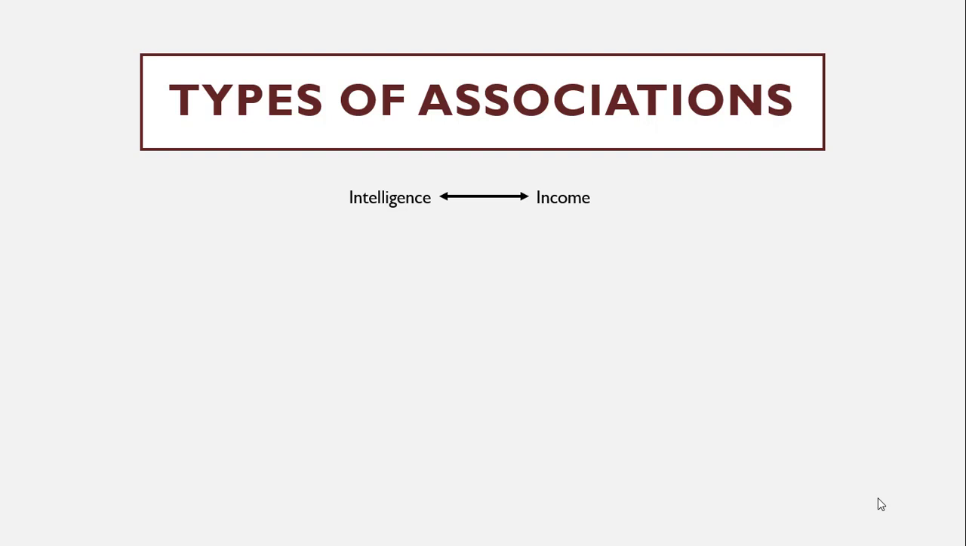For example, if we think that intelligence is related to income, they're somehow connected, we could draw a double arrow where there's just an association, there's just a relationship between them. We're not saying that it goes in one direction or the other. We're not saying that one causes the other. We're just saying that they're somehow connected or associated with each other.